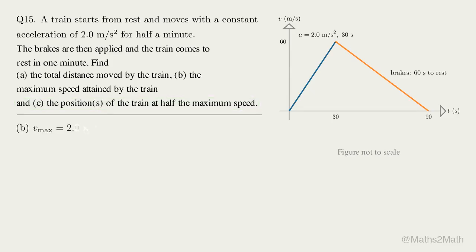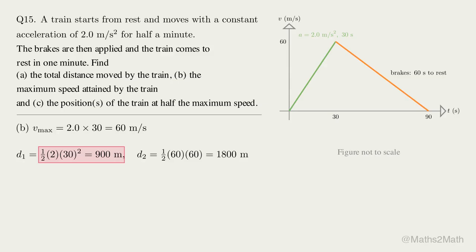down. Phase 1, 2 meters per second squared for 30 seconds reaches 60 meters per second. That is the maximum speed. Distances, Phase 1 covers half of 2 times 30 squared, 900 meters.